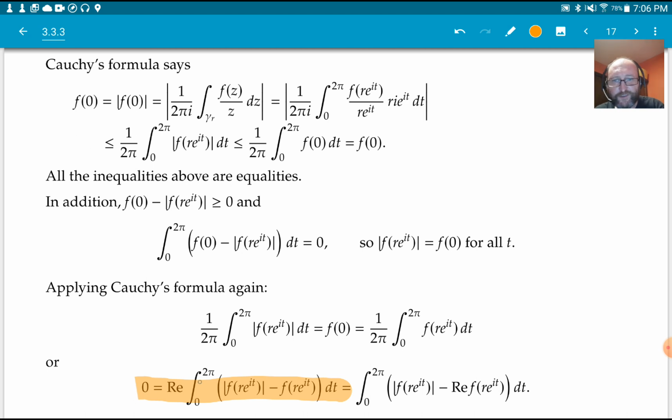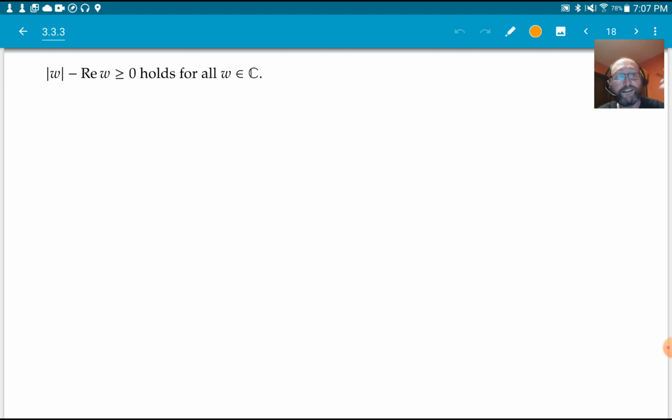So this integral is 0, therefore its real part is 0. Now I can take the real part. The modulus is real, so when I take the real part, it's the integral of the real part of the inside. And so the real part of the inside, I get the real part out here. So this integral over here is 0.